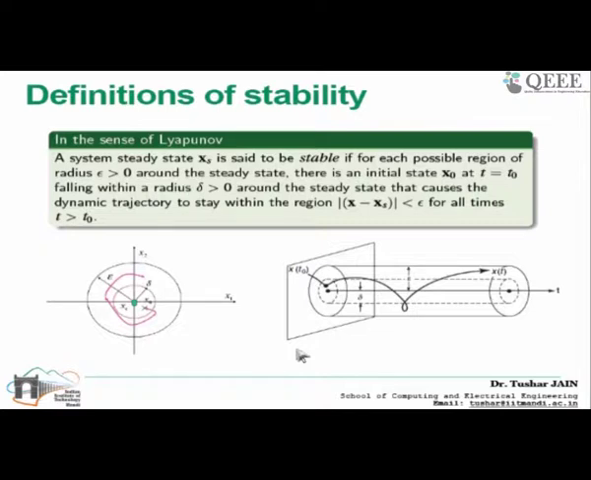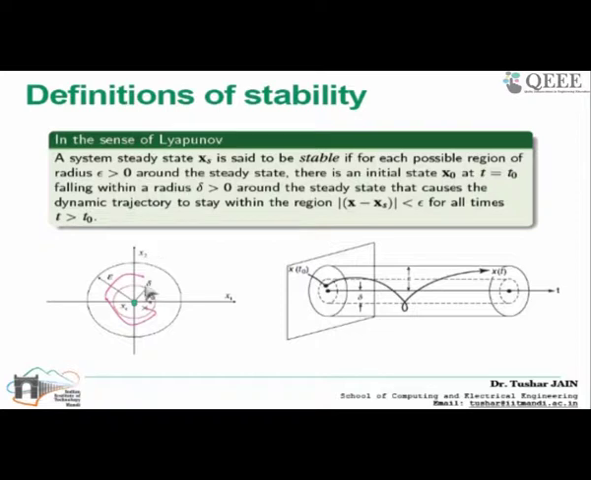Basically delta is also a function of epsilon. Delta greater than 0 around the steady state, that causes the dynamic trajectory to stay within the region defined by this for all time t greater than 0. What does this stability definition speak about? Let's see these two figures, what has been drawn here. We have this x1, x2, assume that we have the two states, x1, x2.